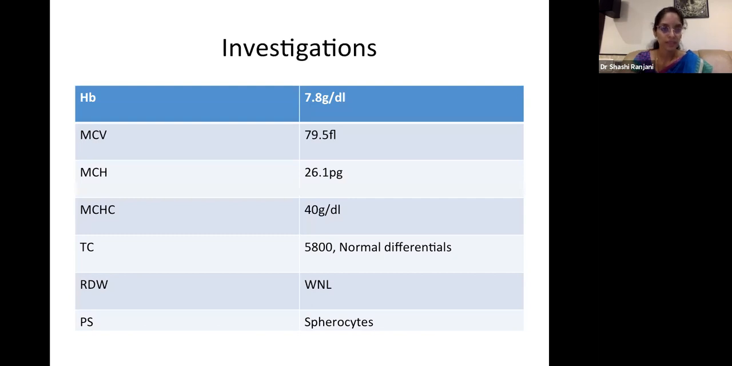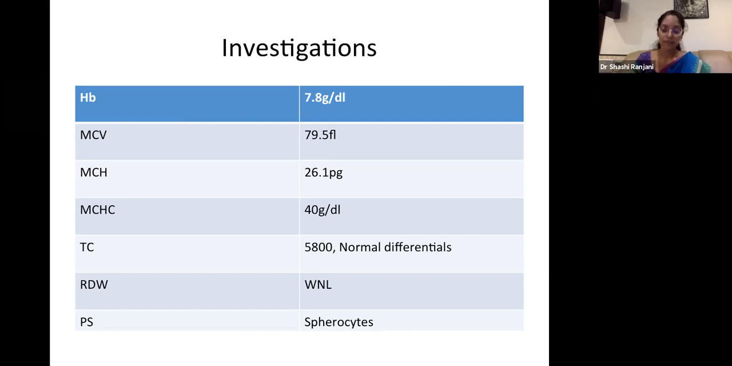So these were his investigations. He was anemic with MCV of 79, which is okay. The indices were okay. But if you look closely at the MCHC, it is elevated. It is 40, which is much more than what it usually is. And the total count and RDW are normal. So when we look at the smear, we could actually see spherocytes.